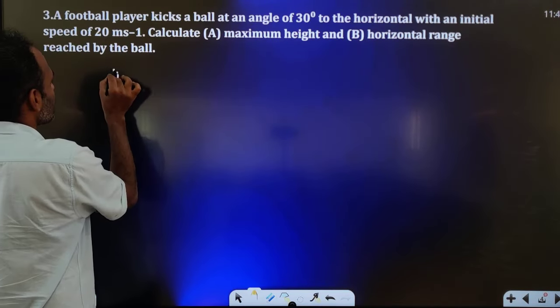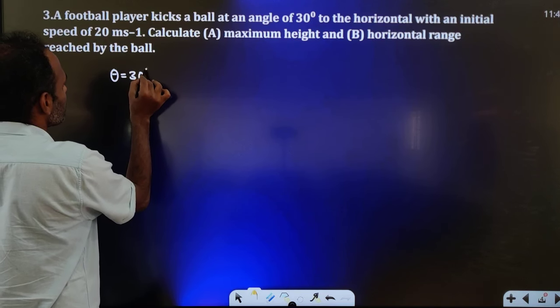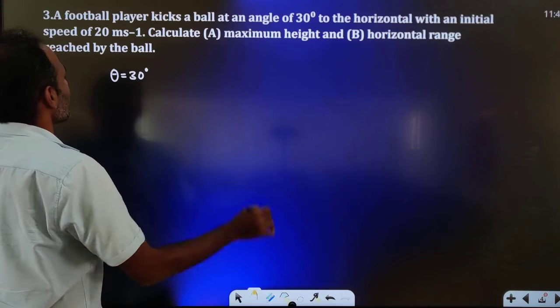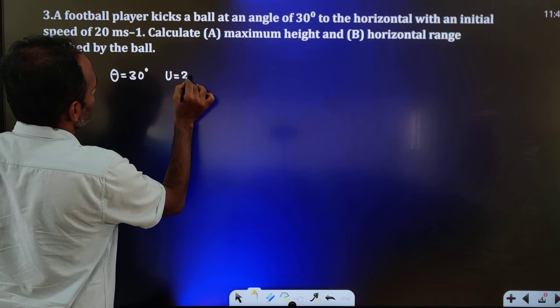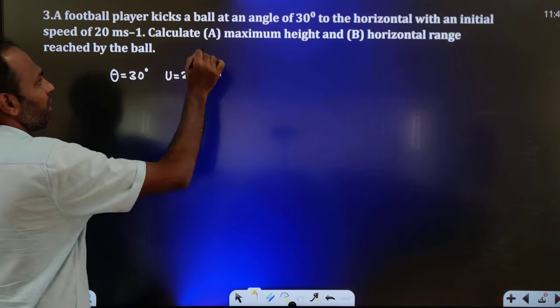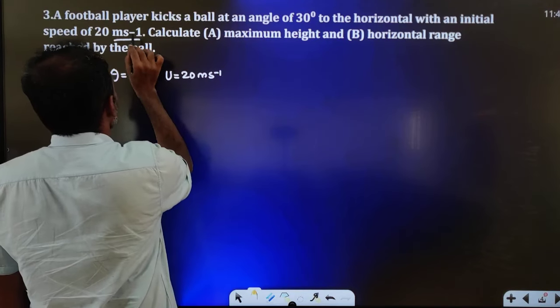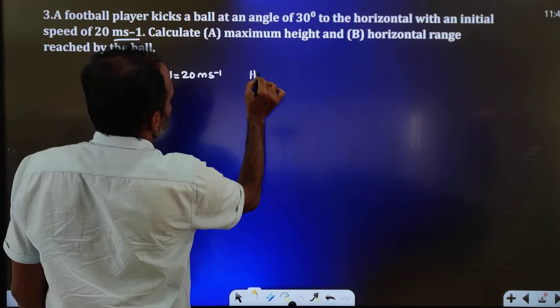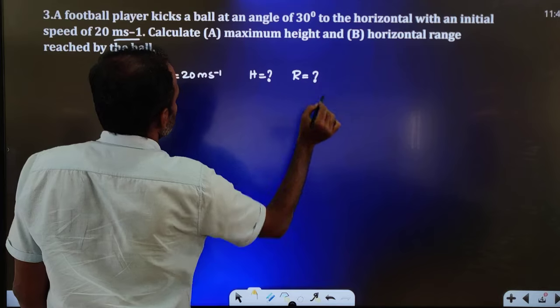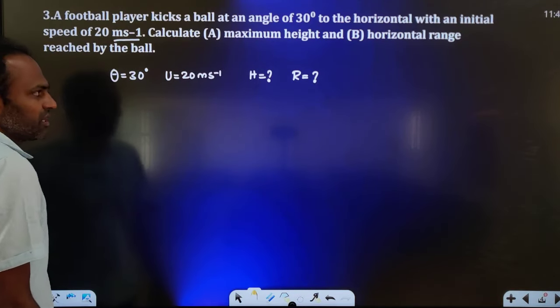The angle of projection is given: 30 degrees to the horizontal with an initial speed of 20 meter per second. Calculate the maximum height first, and second, the horizontal range reached by the ball.